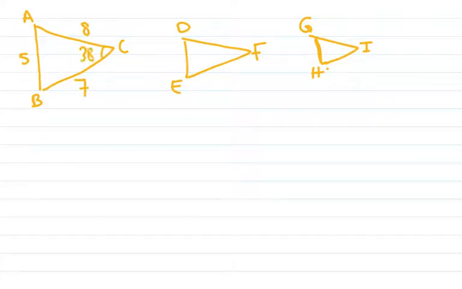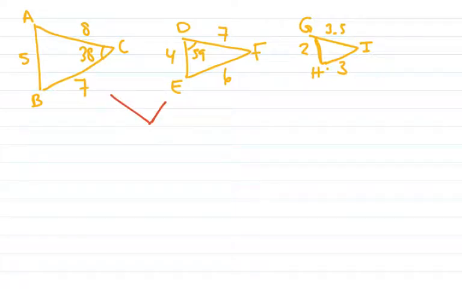So the first one is ABC, DEF, and GHI. 5, 8, 7, 38 degrees, 59, 7, 4, 6, 3.5, 2, and 3. Okay, that's everything we know. So we'll start by comparing these two to start.